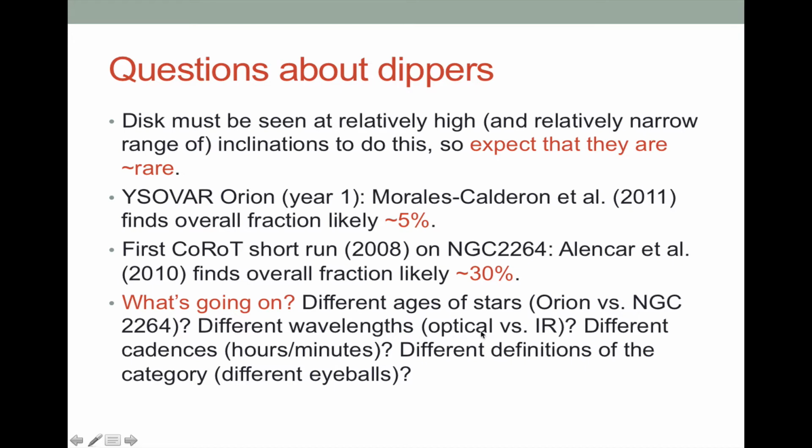Maybe the things that are easier to see in optical have less dust, and that's also playing into the age. Maybe it becomes easier to see the dips in the optical versus the infrared. It could be that we have different cadences that matter. So for YSOVAR, it's hours between observations, but for 2264 in Corot, it's minutes. Maybe that matters. Maybe what's going on, although we prefer that not be the case, is that different people have different definitions. And when you sit down to look at the light curves, you have differently calibrated eyeballs, and so you pick out different objects as being the dippers.